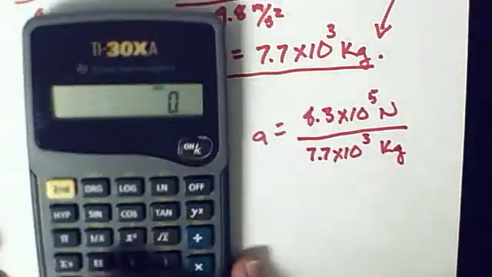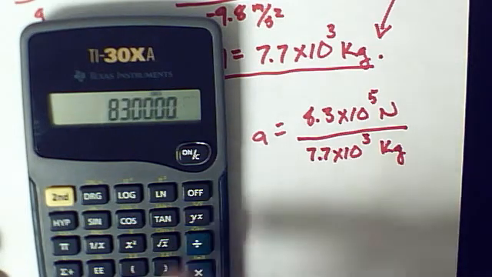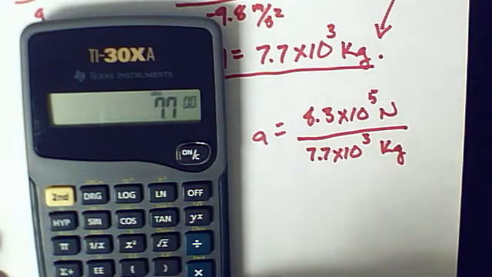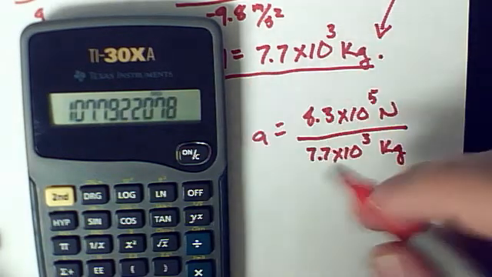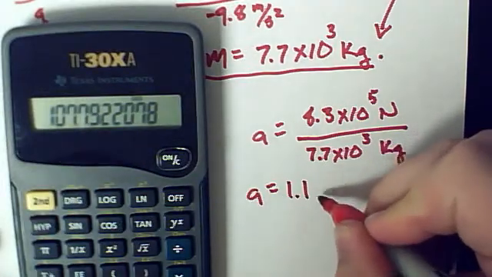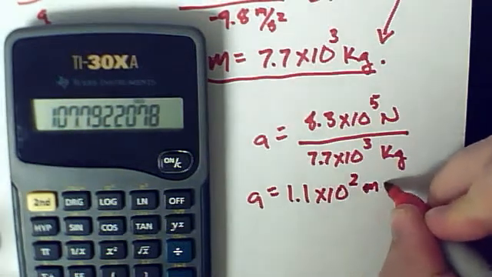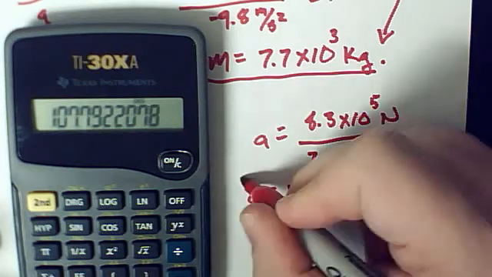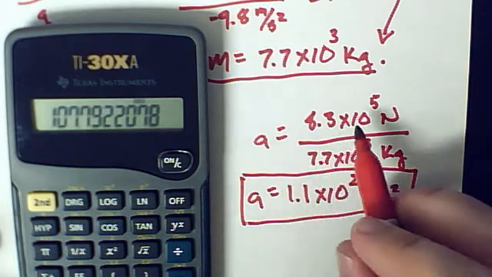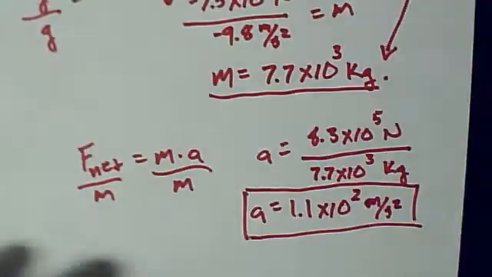So 8.3 times 10 to the 5th divided by 7.7 times 10 to the 3rd equals an acceleration of 1.1 times 10 to the 2 meters per second squared. And since all of my other numbers were in scientific notation, I want my acceleration in scientific notation as well. Alright.